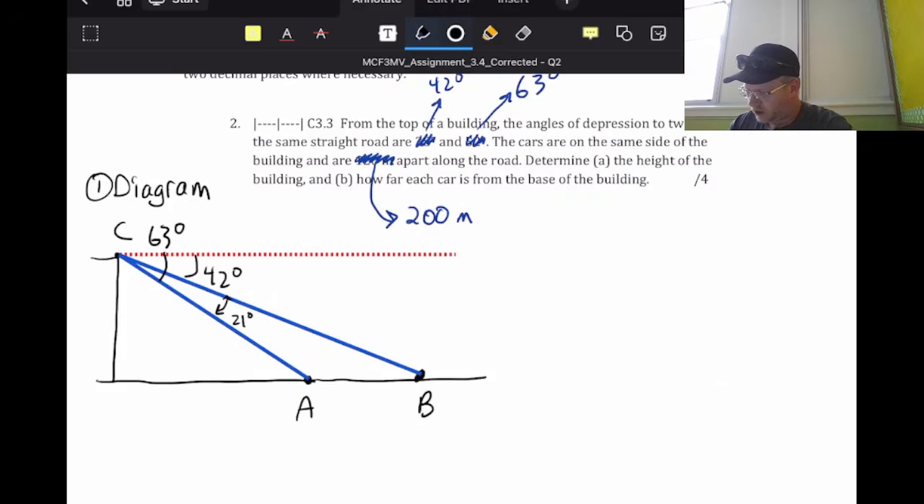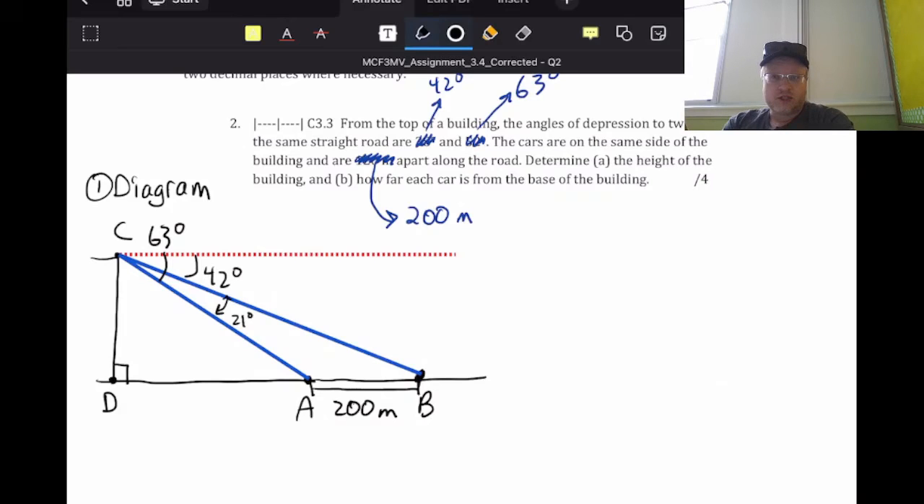And is there anything else that we need to label? The cars are on the same side of the building and are 200 meters apart. So we know that this distance here is going to be 200 meters. We are asked to determine the height of the building, and we are asked to figure out how far each car is from the base of the building. So let's label a couple other points here. Let's call this point D, and I think we're okay there.